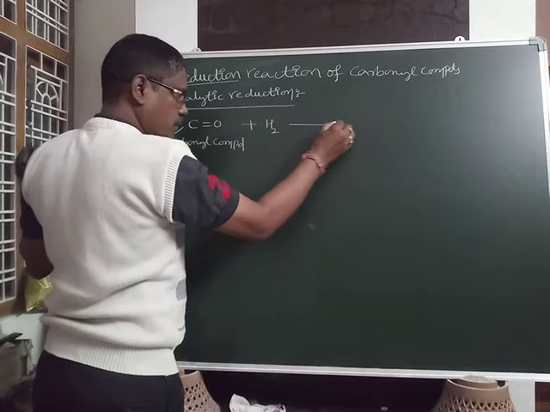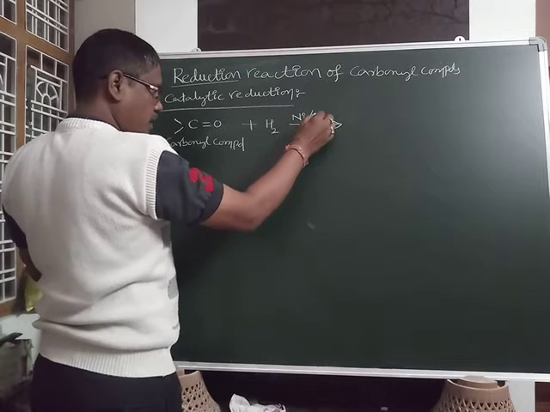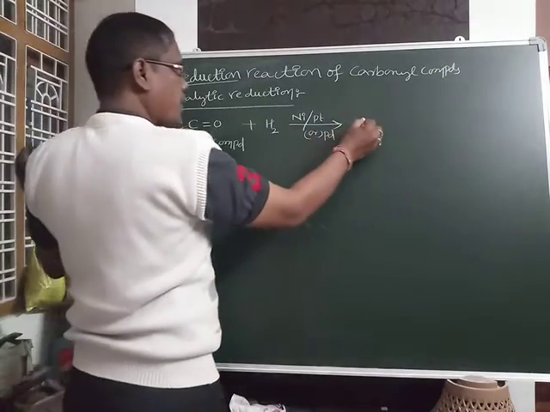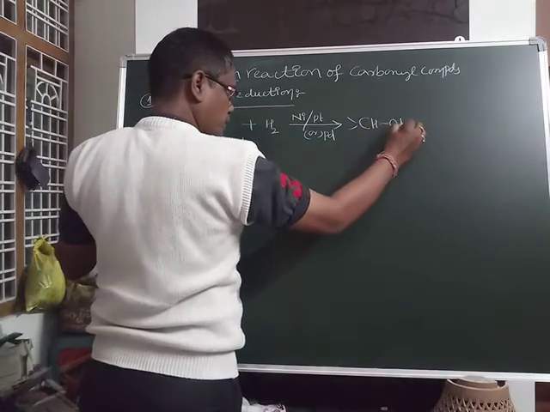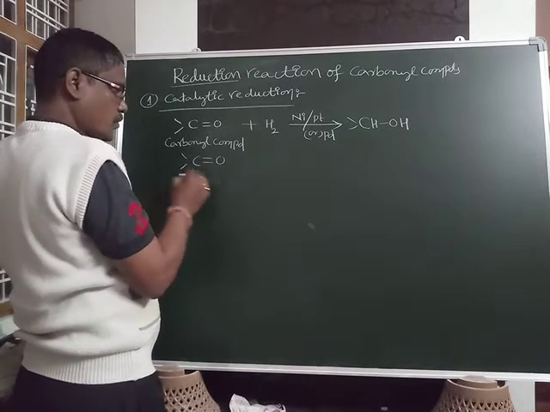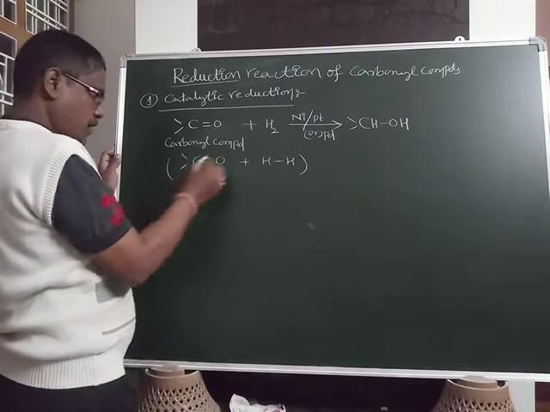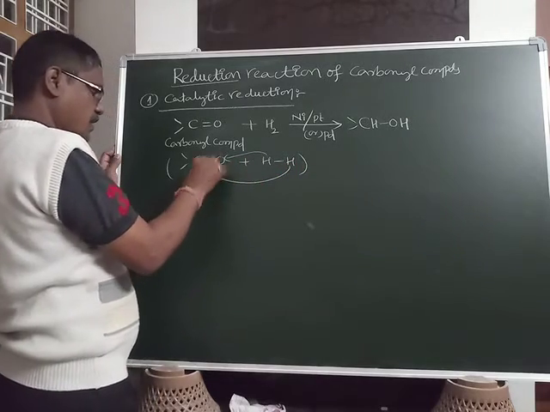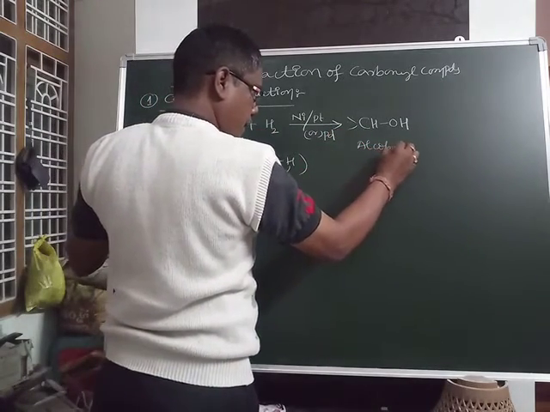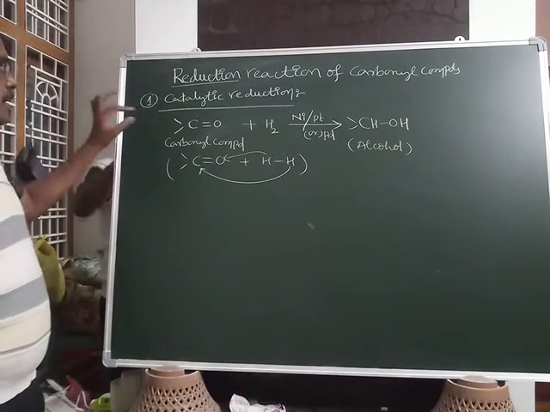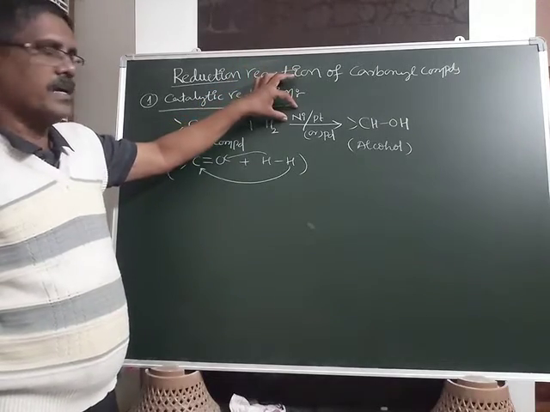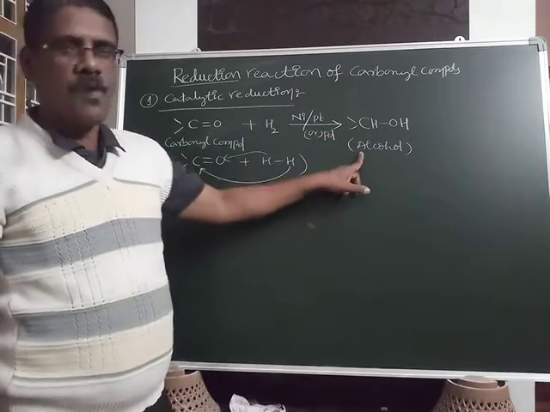Carbonyl compound on reduction with hydrogen in the presence of nickel or platinum or palladium converts into CHOH. Here, the double bond O with H, H: this hydrogen is added to this carbon and this one is added to the oxygen. Now CH and OH, this is called alcohol. That's why a carbonyl compound on reduction with hydrogen in the presence of nickel or platinum or palladium forms alcohol.